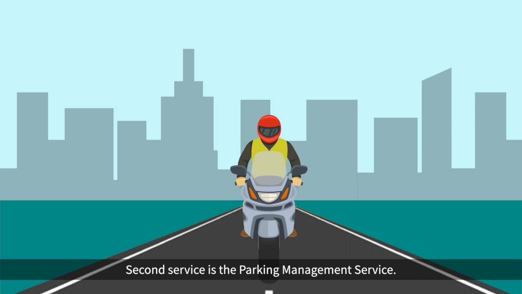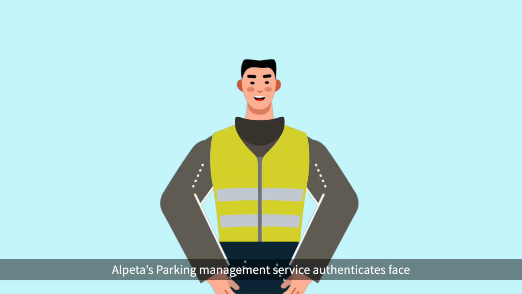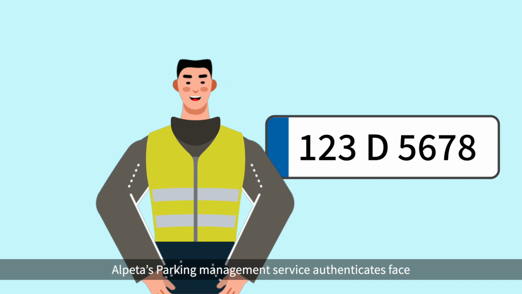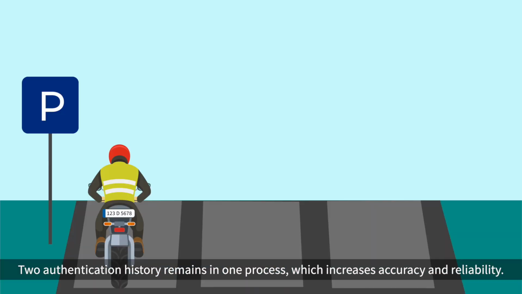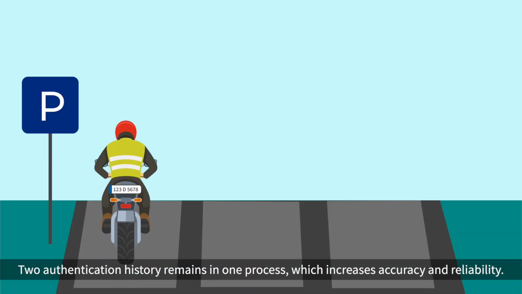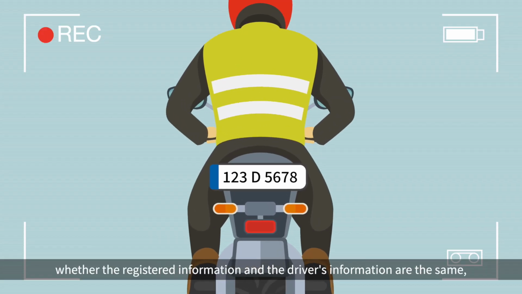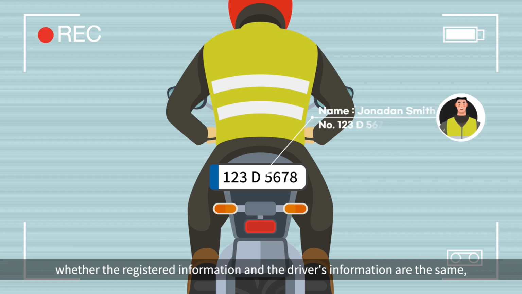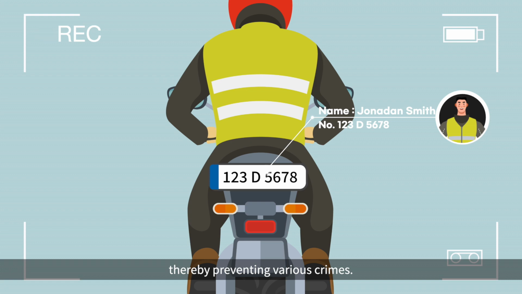Second service is the parking management service. Alpeta's parking management service authenticates face and license plate image and raises the parking breaker. Two authentication histories remain in one process, which increases accuracy and reliability. In addition, it is possible to distinguish whether the registered information and the driver's information are the same, thereby preventing various crimes.